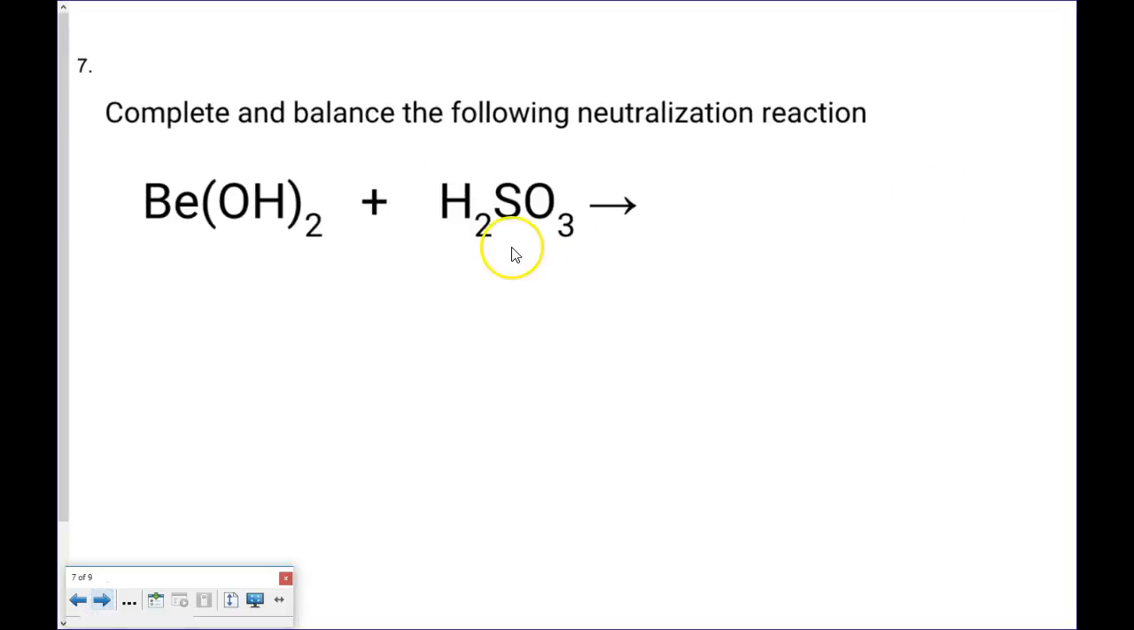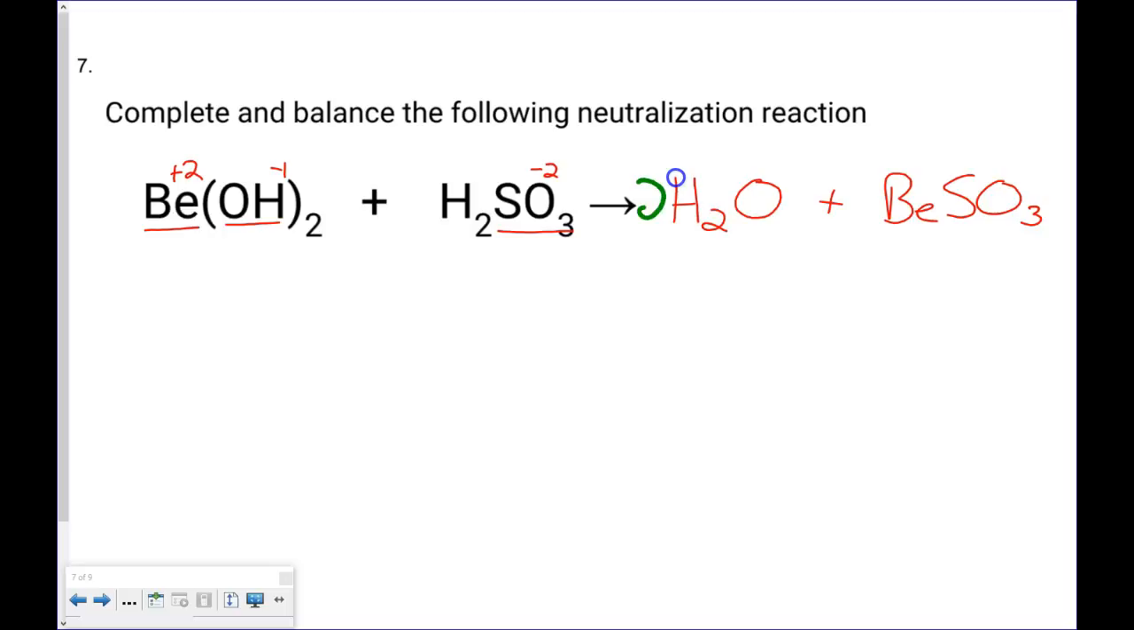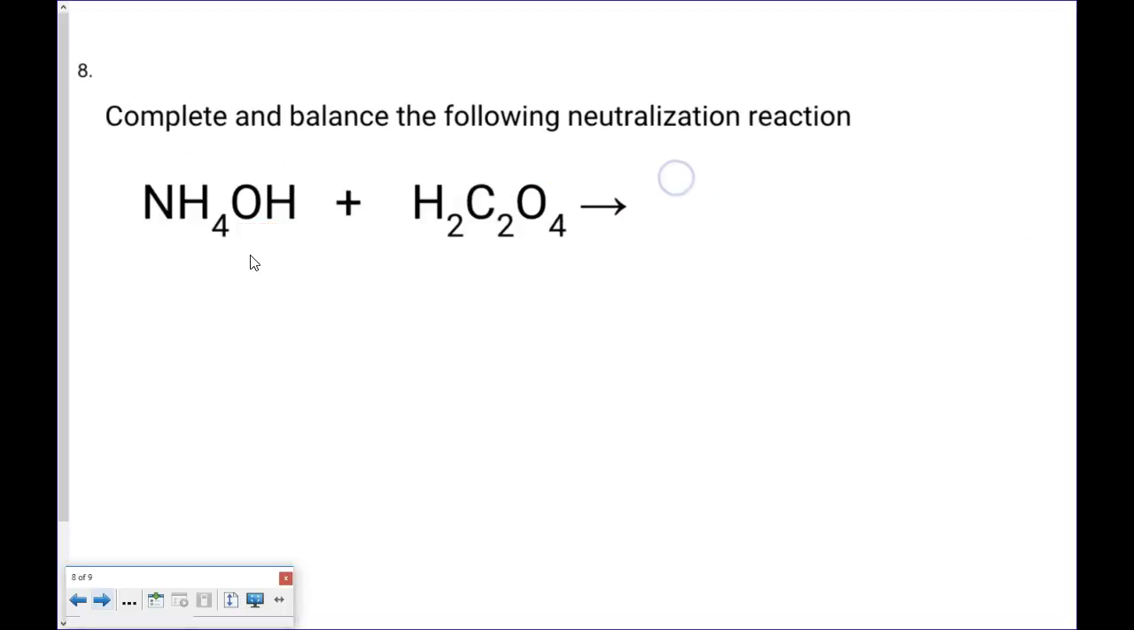Beryllium hydroxide plus H2SO3. So that's going to be my acid right there, neutralizing. So I have water. The sulfite anion is going to have a -2 charge, and hydroxide is going to be -1 right there to account for the fact that beryllium is +2. So when I combine it, that's going to be beryllium sulfite, and then of course I don't need to use any sort of subscripts to balance it out because this is +2 and that's -2. But I do need to account for the fact that this is a diprotic acid with 2 water molecules being created.